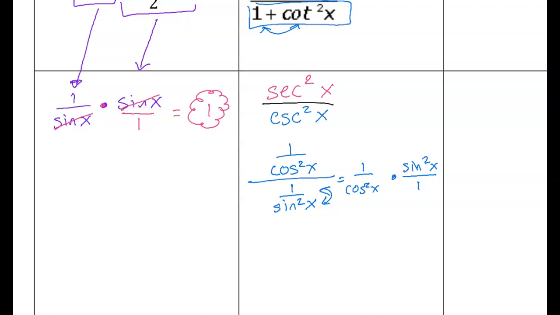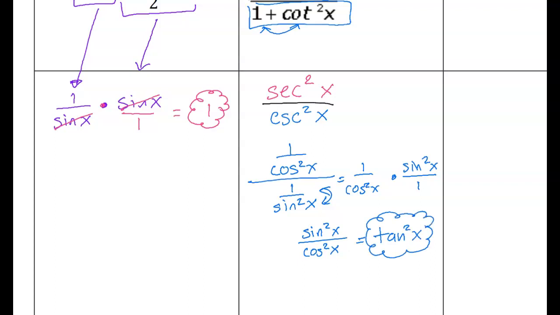What does this simplify to? Jog your memory a little bit. What does this seem very similar to? Sine over cosine, which we know is what tangent is. So if we have sine squared of x over cosine squared of x, you better bet this is the same thing as tangent squared of x.